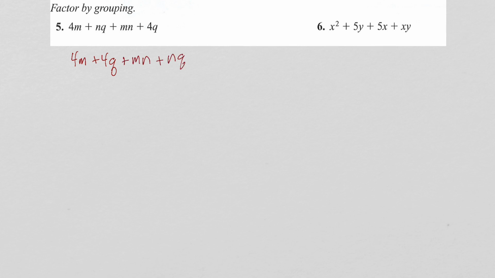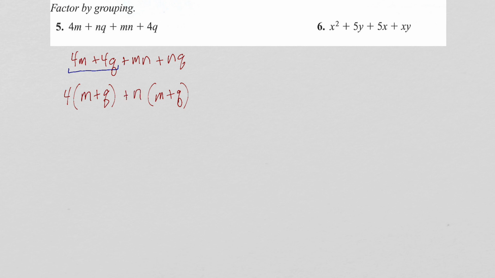Plus nq. Then I'll group these two together as if they're a separate problem. I'll factor out the 4, and I'll be left with m plus q. Now I'm going to leave a big space, and I'll put m plus q again, because whatever I leave behind here, I have to leave behind here. Then I'll think about what needs to go here so that when I distribute, I get back to those. So it looks like a positive n.